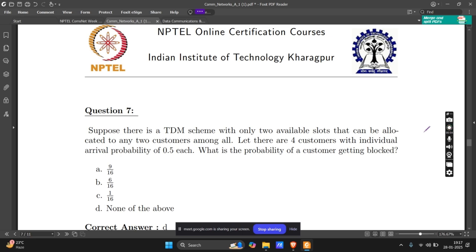So what is the probability of a customer getting blocked? When will this blocking occur? Say the customers are A, B, C, D. If none of A, B, C, and D is giving a call request, then of course no one will get blocked. If only one of them is giving a call, then also he will not get blocked.